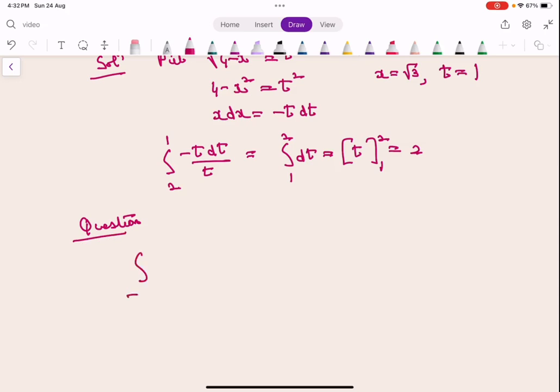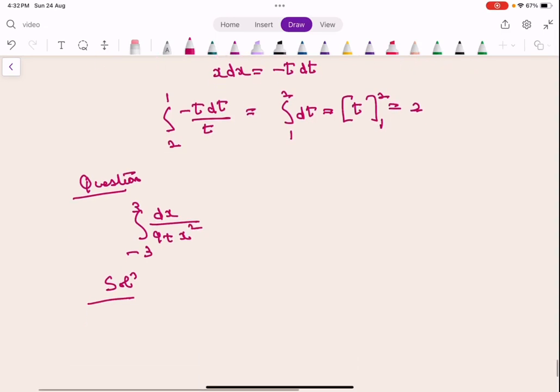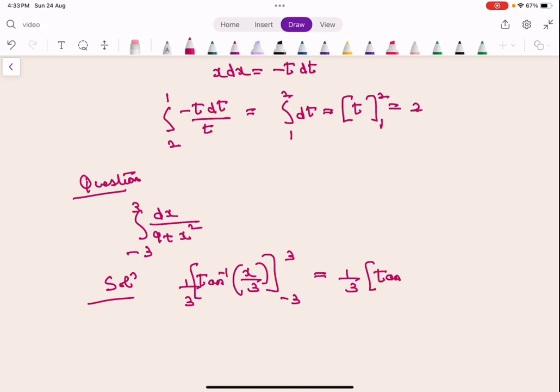Evaluate the integral from minus 3 to 3 of dx by 9 plus x squared. So this is of the form: integral a to b of dx by a squared plus x squared will be 1 by a. So it is 1 by 3 here, tan inverse x by 3, within the limits minus 3 to 3. So that would be 1 by 3 tan inverse 1 minus tan inverse of minus 1.